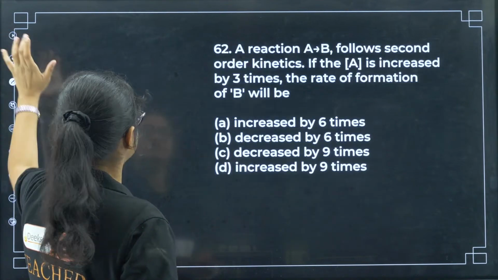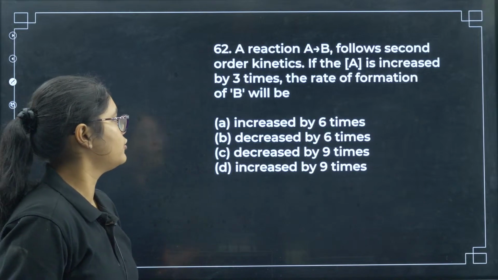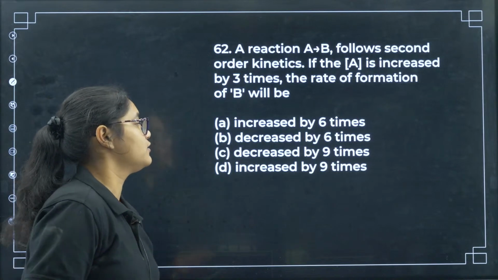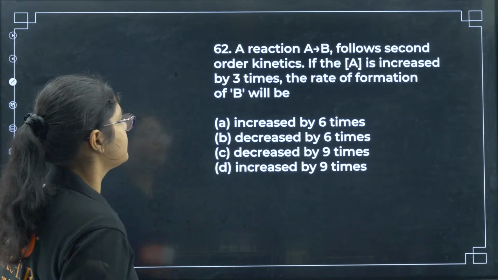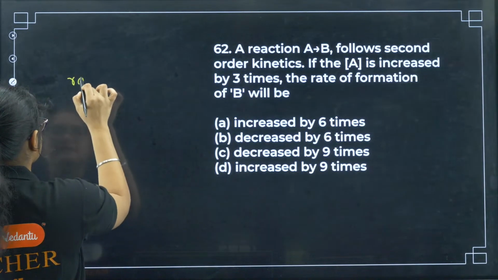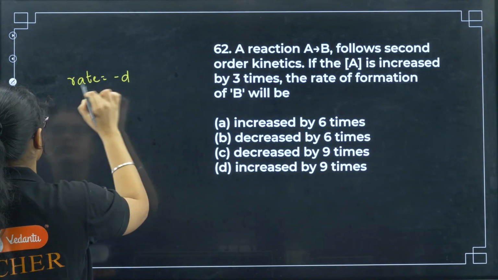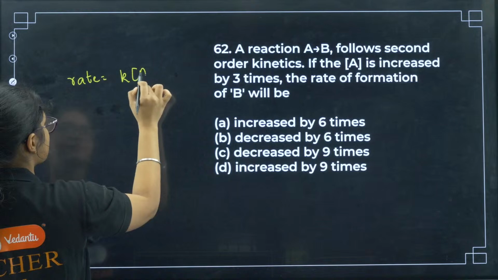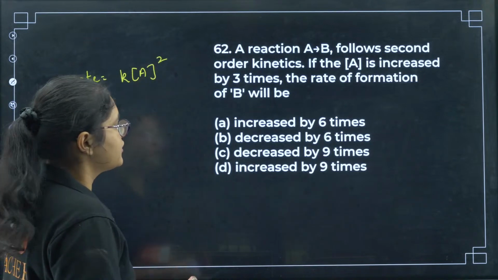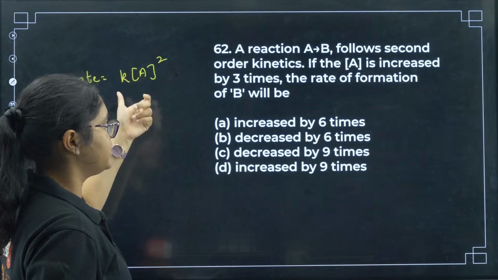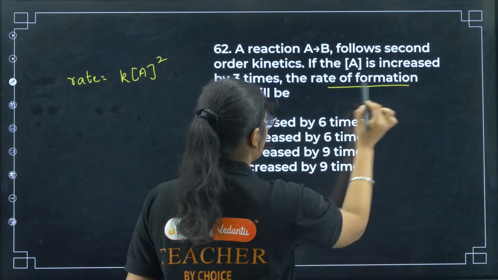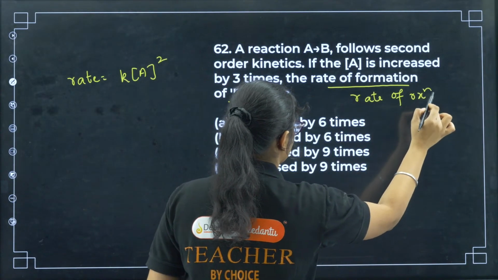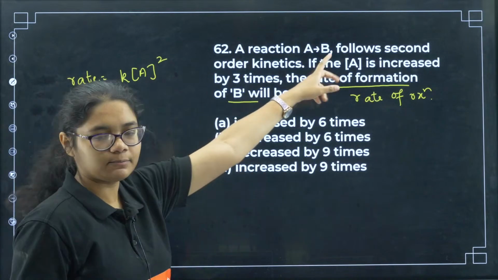Now coming to 62. A reaction A to B follows second order kinetics. If the concentration of A is increased by 3 times, the rate of formation of B will be? So I can write that rate is equal to K into A to the power of 2. When I am talking about the rate of formation of B, that is nothing but the rate of the reaction only, because here we have only one product formation.